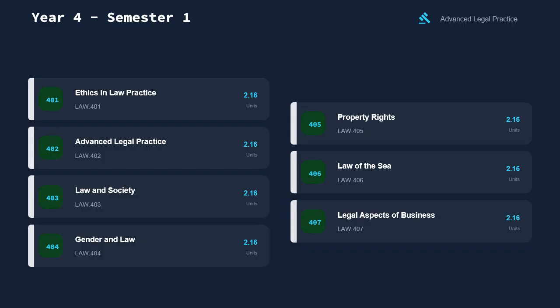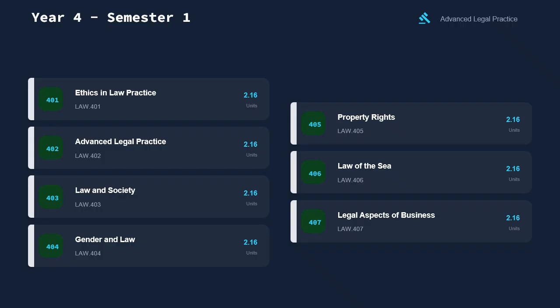Case theory: a coherent narrative explaining why the client should prevail, guiding all advocacy decisions. Risk assessment: evaluating likelihood and impact of adverse outcomes, including litigation risks, settlement values, and non-legal consequences. Decision-making: choosing among options, e.g., file suit versus negotiate, appeal versus accept, based on strategic analysis.